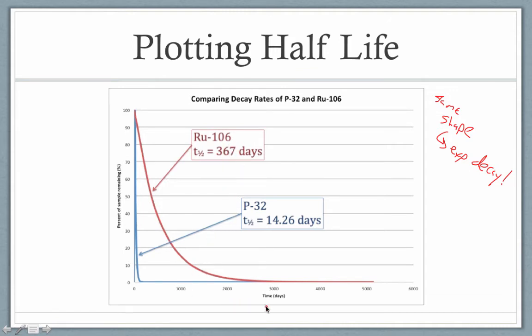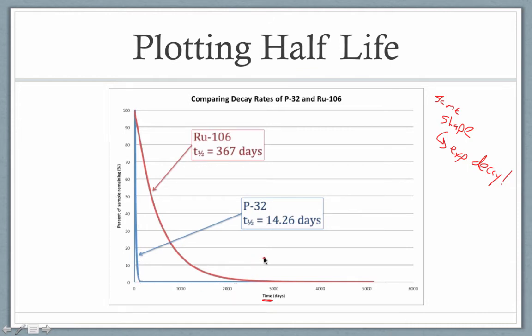On the x-axis we have our time data down here. So as a result we get a more gradual slope. We get fast decay in the beginning and slow decay at the end, but it's a flatter slope. The phosphorus decays much faster, has a much shorter half-life, and as a result we get a much steeper slope here in the beginning, and we get down to those really low numbers much, much quicker.